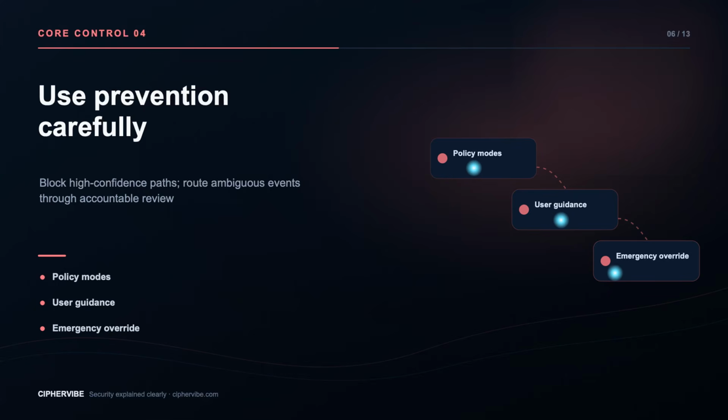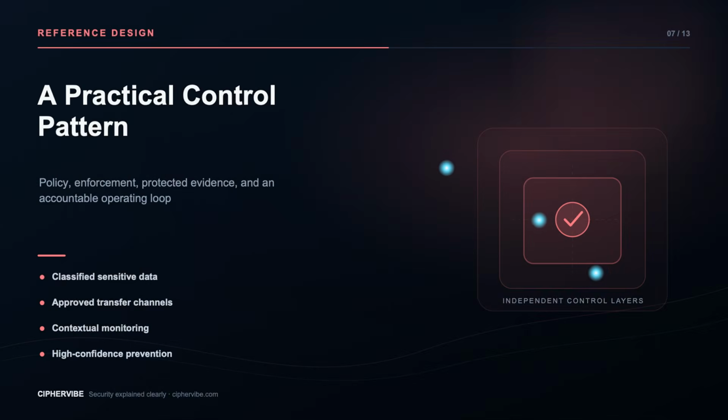The fourth building block is use prevention carefully. Start in monitor or warn mode for complex workflows, block high-confidence prohibited transfers, explain safe alternatives to users, and keep a governed emergency override. The goal is durable risk reduction, not a bypass culture caused by controls that prevent legitimate work. Use this reference pattern.